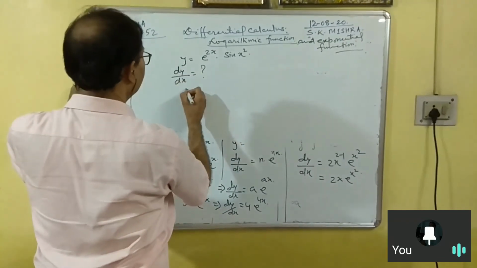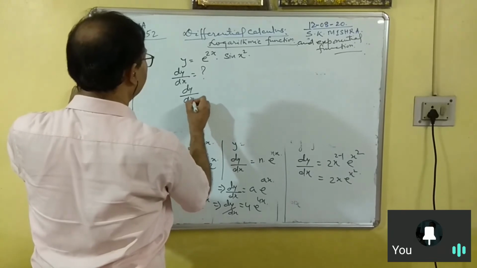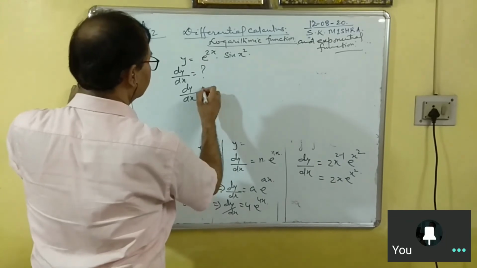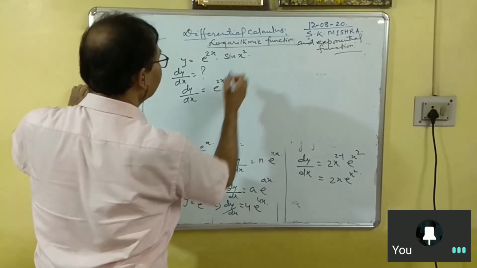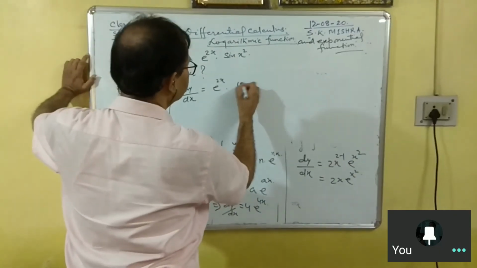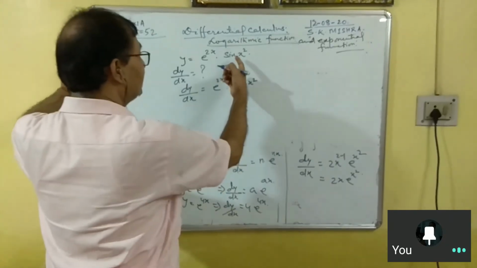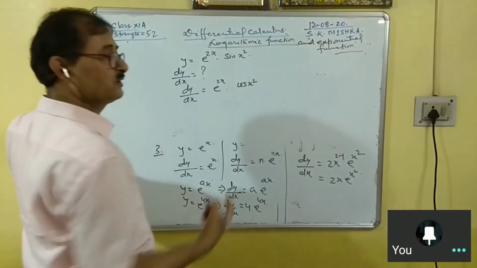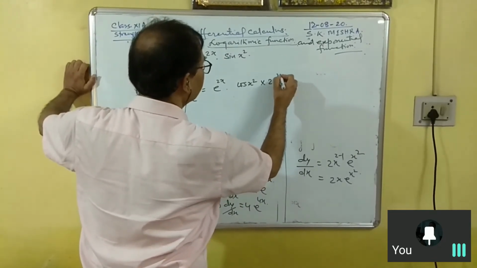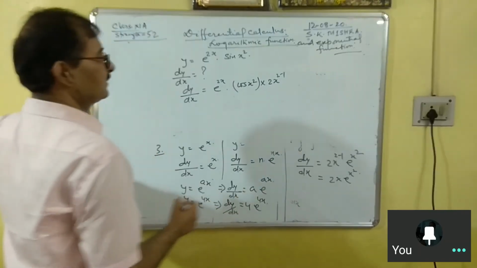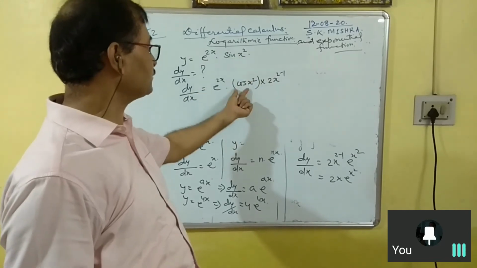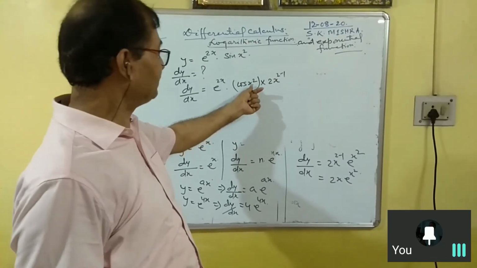So for dy/dx, now assume it as u into v form. This is u, this is v: first function, second function. So write the first function as usual and then differentiate sin(x²). Differentiation of sine is cos. Then you have to differentiate x² also. Differentiation of x² is 2x^(2-1). This is the differentiation of sin(x²): sine becomes cos of whatever x² is there, and then finally differentiate x².